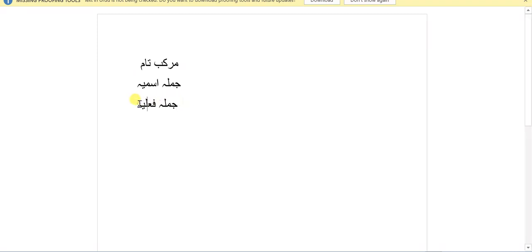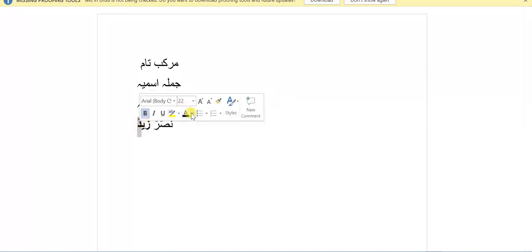What is jumla fa'liya? I told you jumla fa'liya is a type of sentence which starts from a fail. For example, when I am writing here nasara zaidun, here zaidun is a fa'il, that's why it has pesh on it. But this sentence is actually jumla fa'liya because the first part of the sentence is the fail, that is nasara. So this is jumla fa'liya.